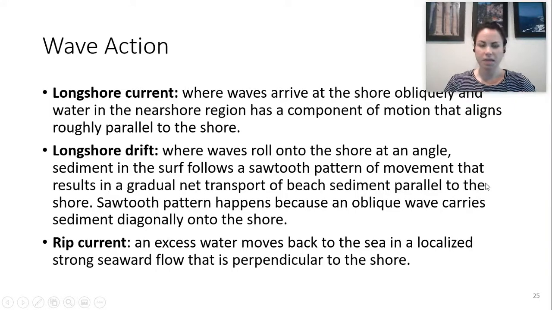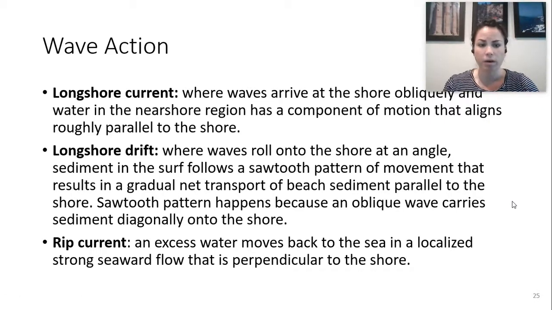So like the video explained, here are some of those definitions again. When we have a longshore current, this is where the wave arrives at the shore obliquely, and the water in the nearshore region has a component of motion that aligns roughly parallel to the shore. When we have a longshore drift, this is where the waves roll into the shore at an angle. And then sediment in the surf follows a sawtooth pattern of movement that results in a gradual net transport of beach sediment parallel to the shore. This sawtooth pattern happens because an oblique wave carries sediment diagonally into the shore.